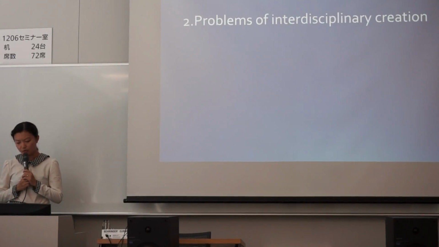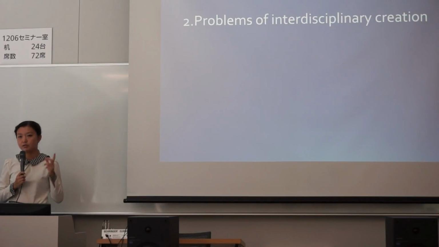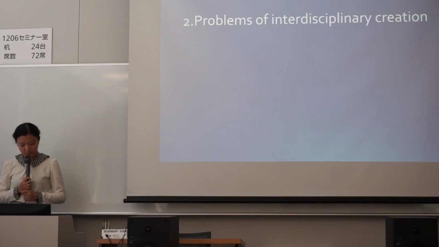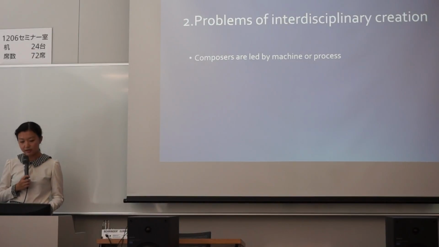Now is the second part, the problems of the interdisciplinary creation. Since electronic music depends largely on the support of modern science and technology, many works need an integrated form. It is completed by composers, performers, dancers, choreographers, software engineers, and hardware engineers. The different professional backgrounds of these creators bring much confusion to the composers. First, many composers can't control and guide their creation. They can only be led by machine or process. It is contrary to the creative mind of interactive electronic music.